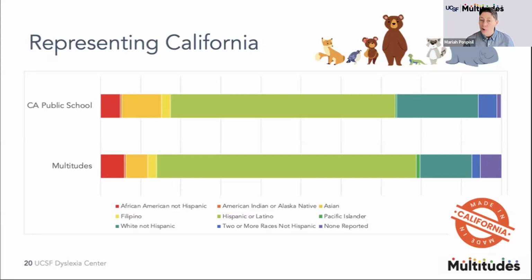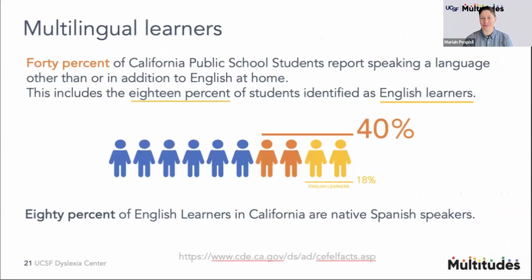So we wanted to make sure, of course, to have an adequate sample of Spanish-speaking students to ensure that our Spanish language screener was appropriate for all of the different students and all of the different Spanish speakers in our state. So while Multitudes is certainly appropriate and very effective for everyone, including monolingual English speakers, multilingual learners are a significant proportion of our state.